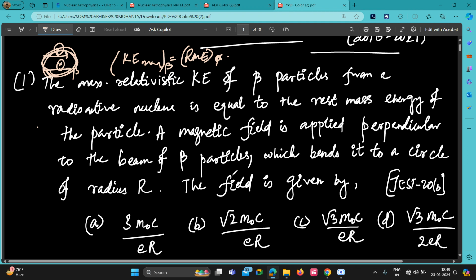Maximum relativistic kinetic energy of beta particles from a radioactive nucleus is equal to the rest mass energy of the particle. Magnetic field is applied perpendicular to the beam of beta particles, which bends it into a circle of radius r. The field is given by. You have 2 minutes time.